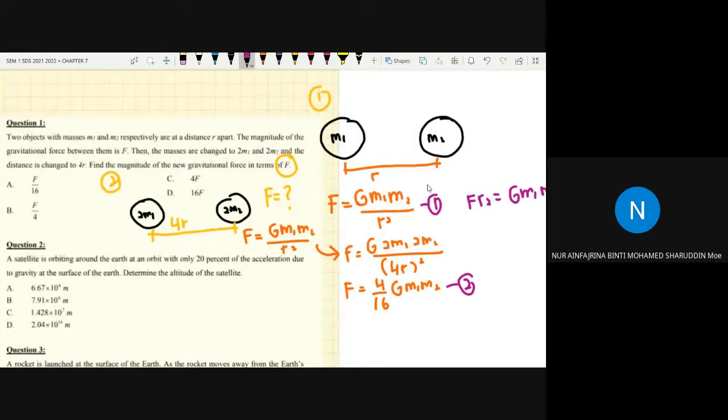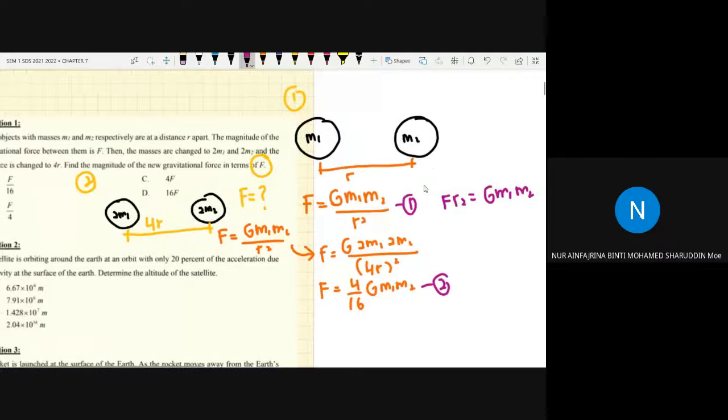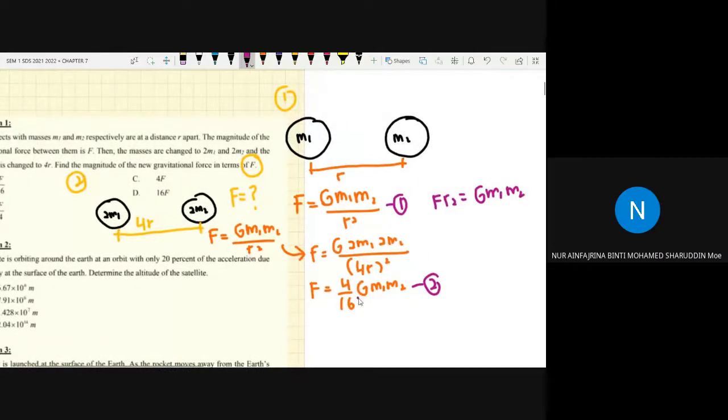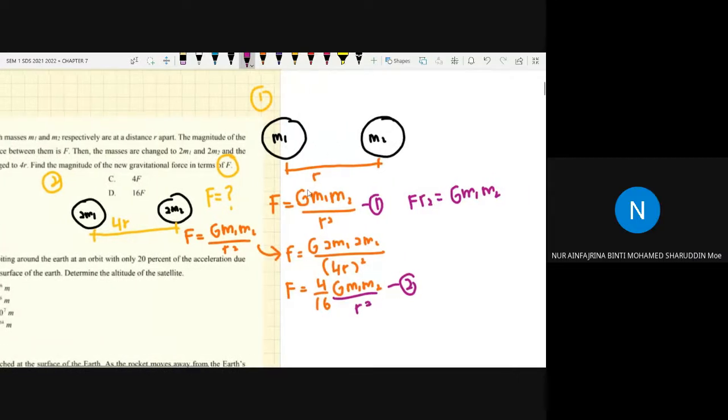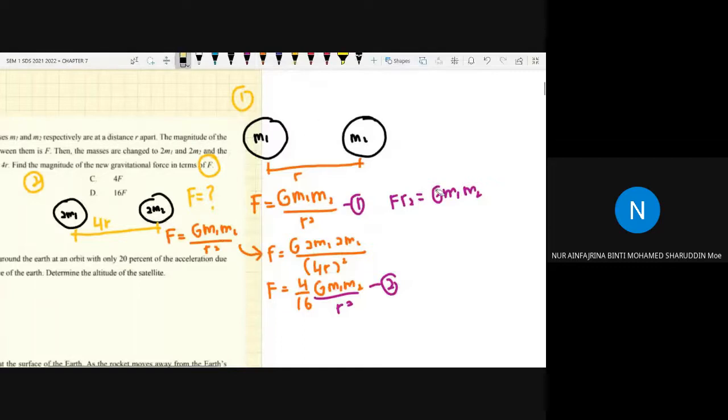Wait, what's wrong with my maths? Oh, bawah ni ada R squared. Terlupa. Okay, no. Cancel. Okay. Miss tak boleh padam lah. I don't know why. Tapi this one ignore.